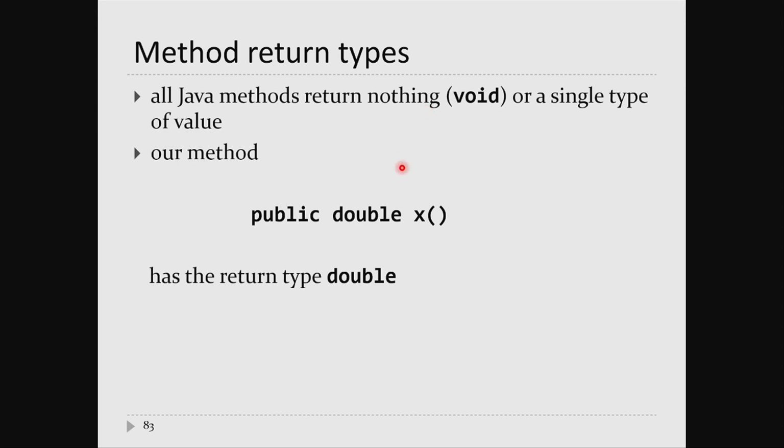Okay, so now you know everything about the method header. You know that it has a modifier, a return type, a name, and a parameter list.